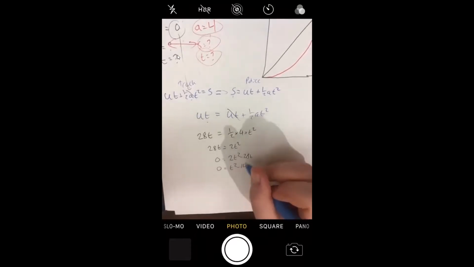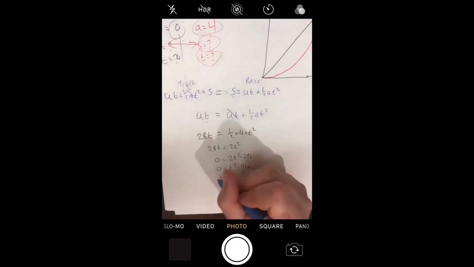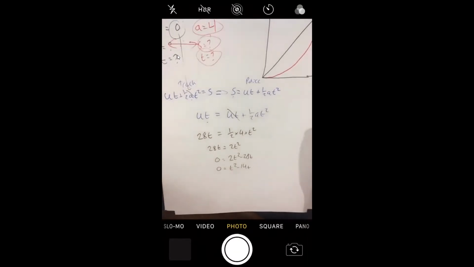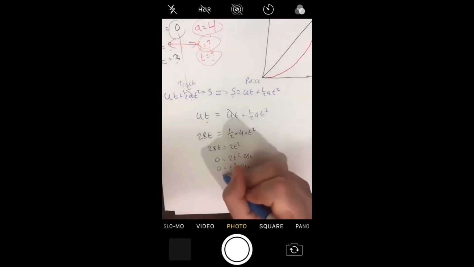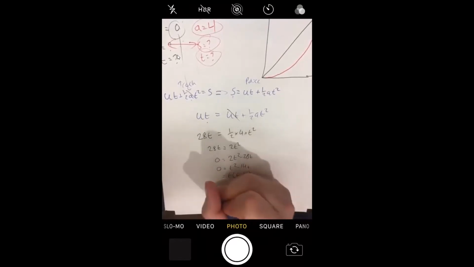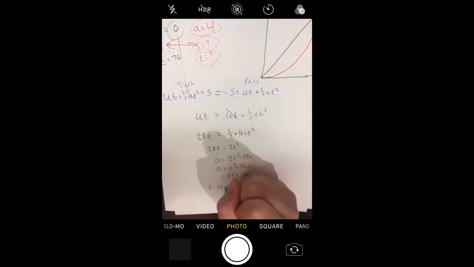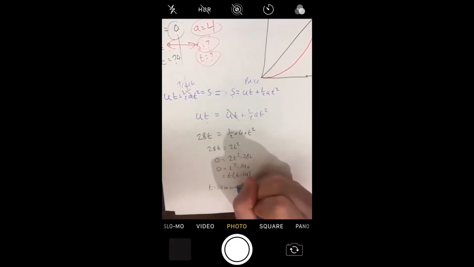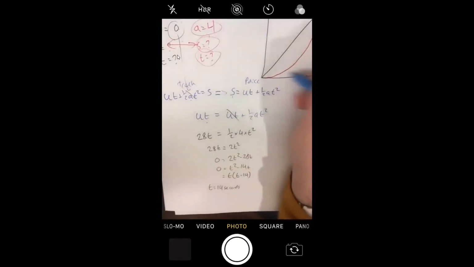And then I go, okay, the only way for that to work is if t happens to be, how do you solve this? The last little bit is to take t out as a common factor, t times t minus 14, and then what that means is t equals 14 seconds. That is the time it takes for the police car to catch up.